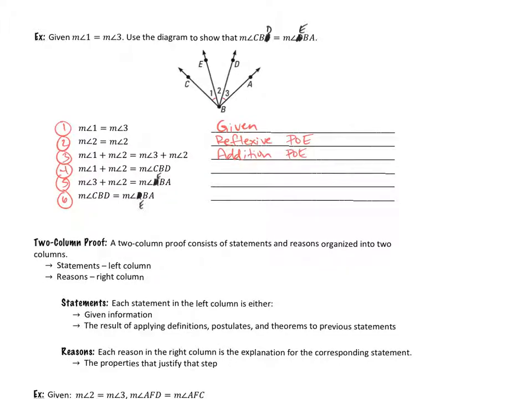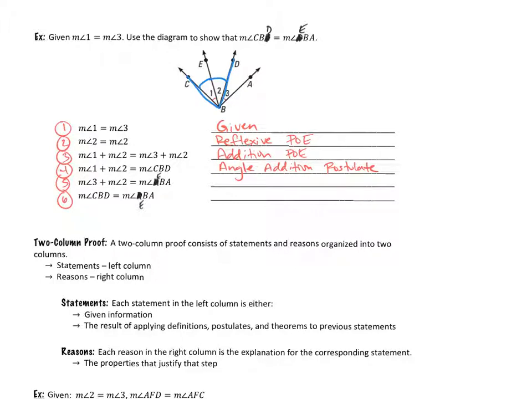And now in step 4, it says that the measure of angle 1 plus the measure of angle 2 equals the measure of angle CBD. So we took two angles that are adjacent, and they added up to be the total angle. And if you'll remember, again, from chapter 1, that is now the angle addition postulate.